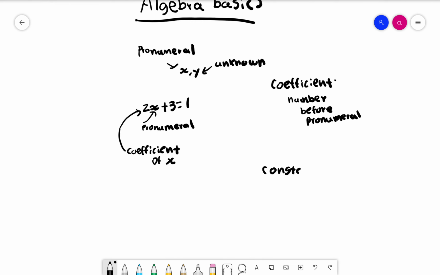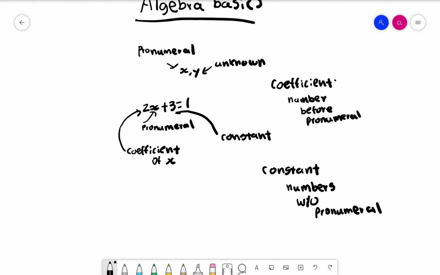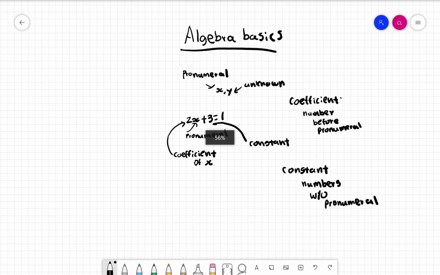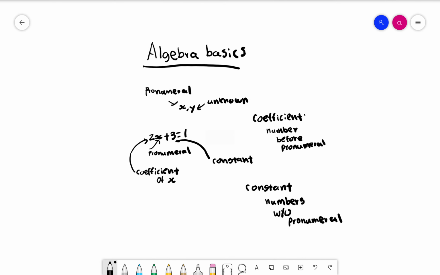So then we have constant terms. So these are the numbers without a pronumeral. So like in here, this is a constant because it doesn't change, like no matter what the x is, right?